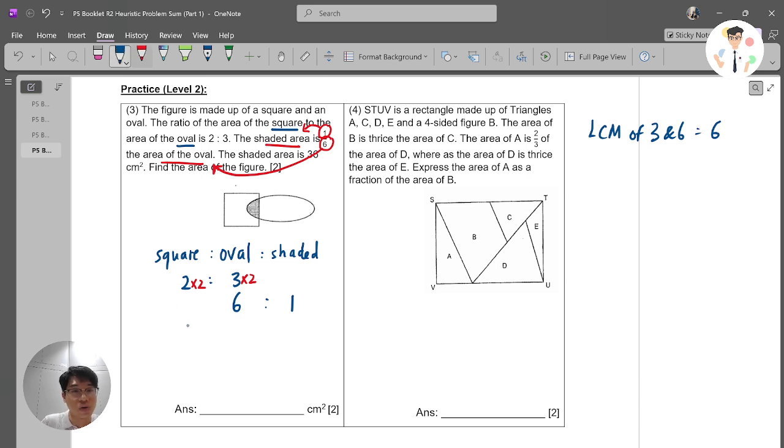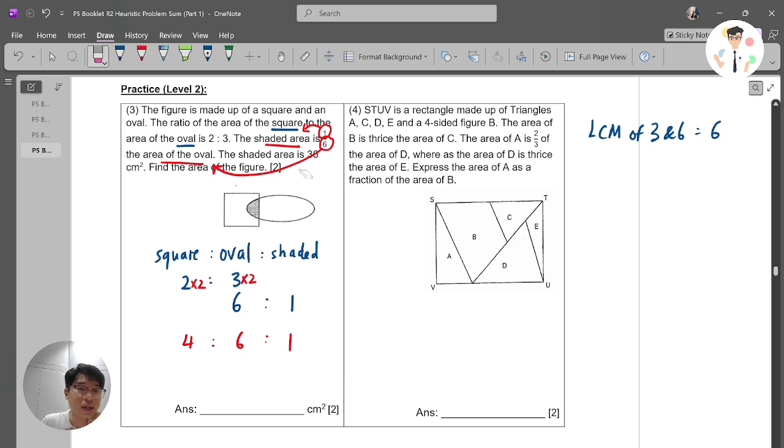And with that, my new ratio is 4. Again, here is still 6 because the whole thing here now oval is 6. And the shaded part is 1. Now, when I have this ratio, then things will become clearer.